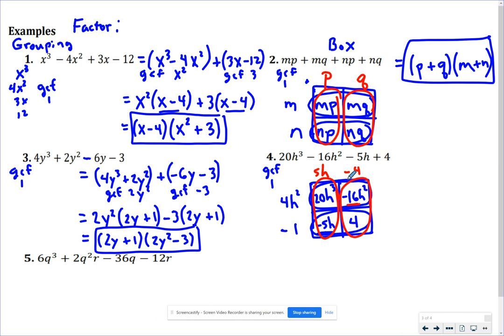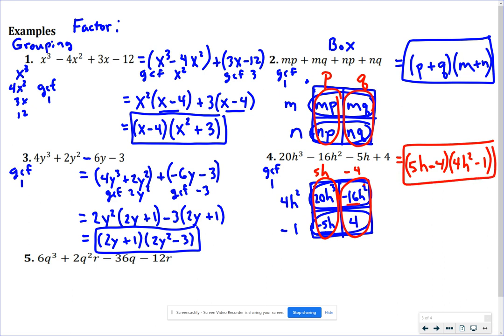Okay, so we now have our factorization. We just need to write it out. One of the factors is on the top of the box. Check your multiplication. Does it work? 5h minus 4. And then the other factor is on the side, 4h squared minus 1. And we are done.